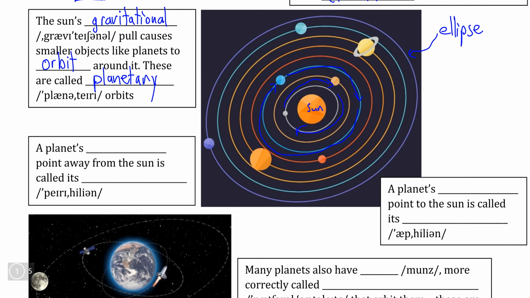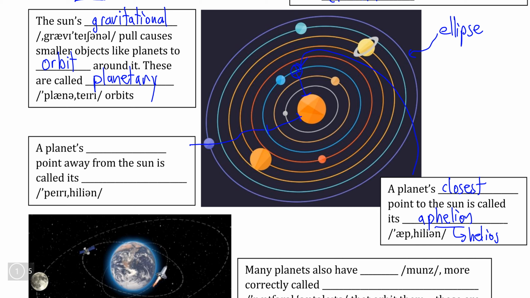Now, this means that a planet is not the same distance from the sun at all points in its orbit. So if we zoom in and look at the Earth's orbit, we can see that this distance here is closer to the sun than this distance here. And each of these has a different name. The point at which a planet is closest to the sun is what we call the planet's aphelion. Helion is derived from the Greek word for sun, helios, so the aphelion is the point at which a planet is closest to the sun.